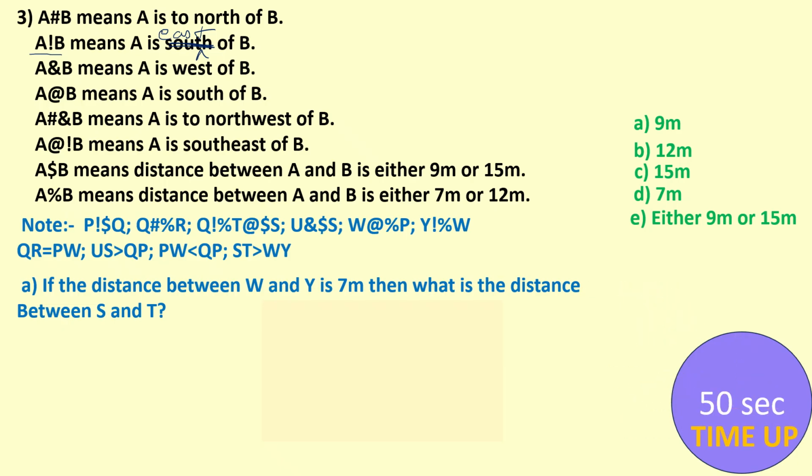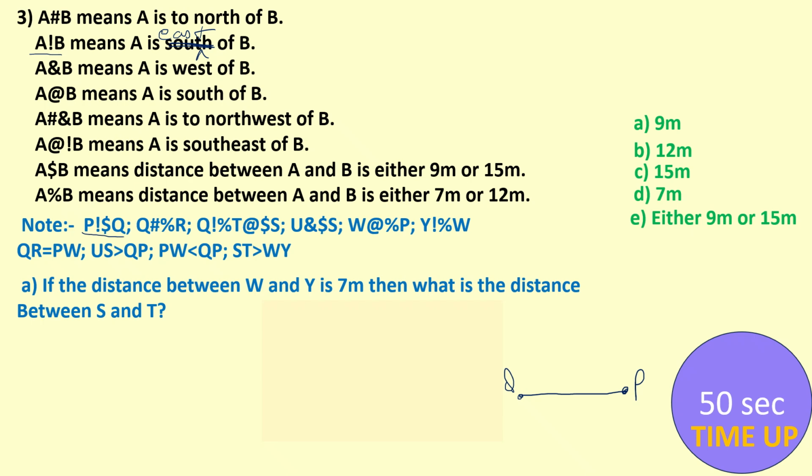Time up, students. So we will solve this. This is very important, whatever note they have given you. Now P explanation Q means P is to the east of Q, correct? So here I'll place Q somewhere. I'll place Q here somewhere. This is Q and this is P. So we got the direction, but what about the distance?